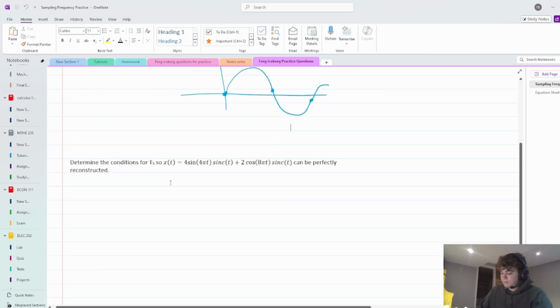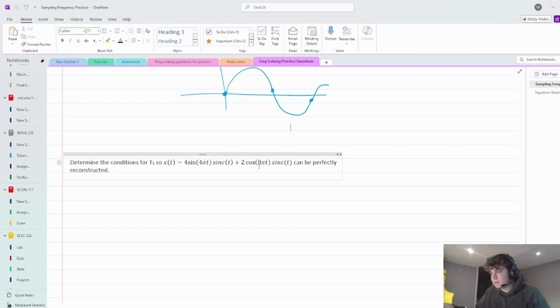So yeah, let's just get into the questions then. If we're looking at this first question here, it says determine the conditions for Ts, which is the sampling period, so that this function can be perfectly reconstructed. Now looking at this straight up, it's impossible to tell what the max frequency of this function is, because you have a sine function times a sinc function and a cosine function times a sinc function. It's hard to imagine what this would look like. So when you can't just tell the max frequency straight off the bat, what's best to do is to first try and convert this into a Fourier transform.